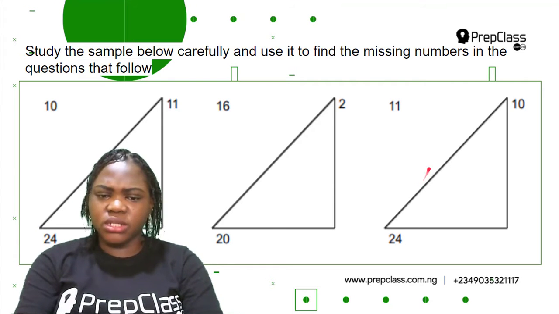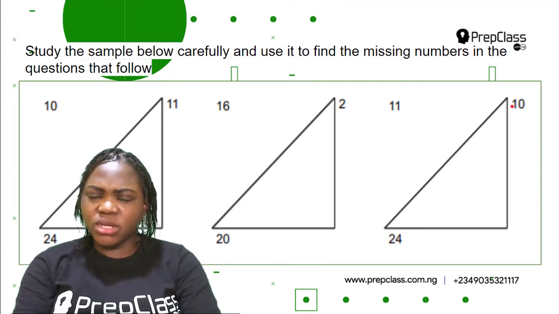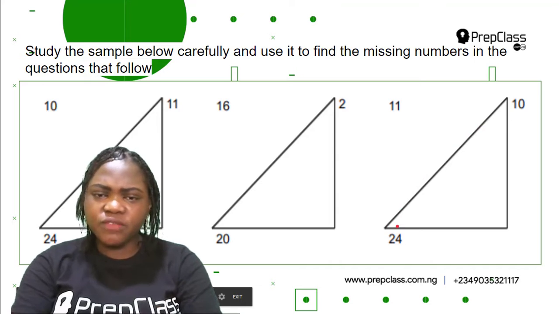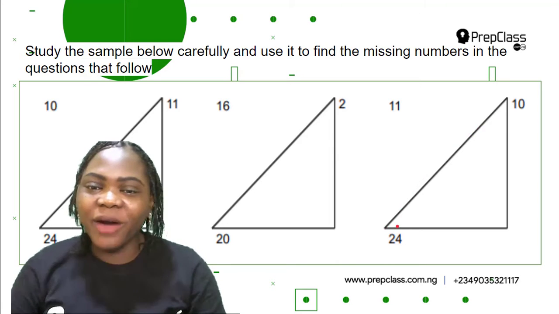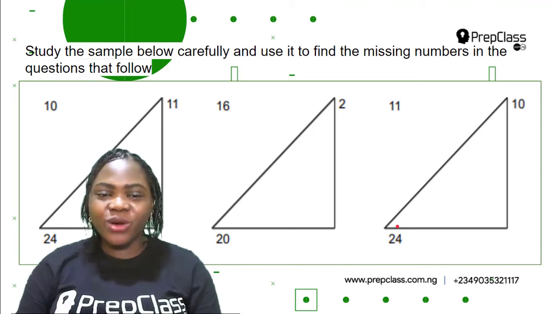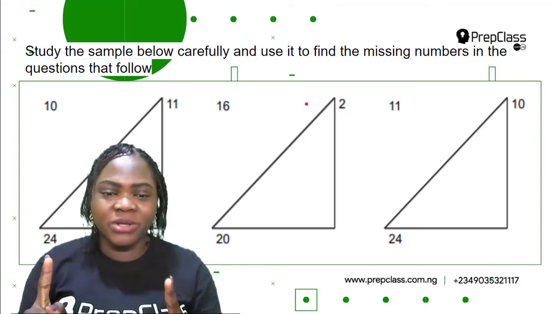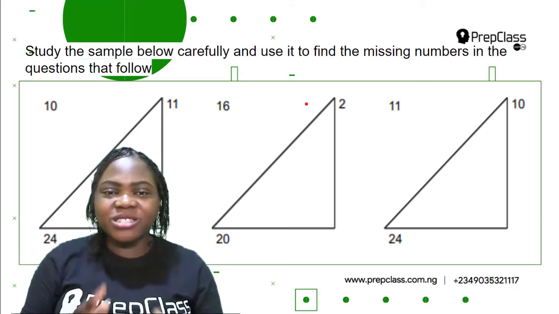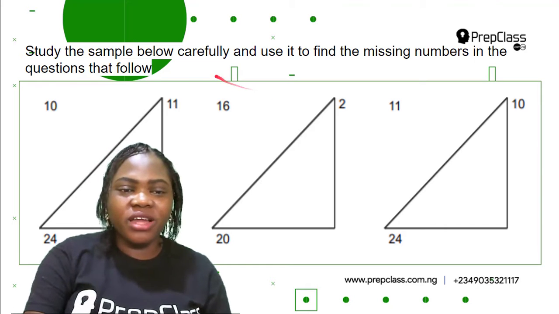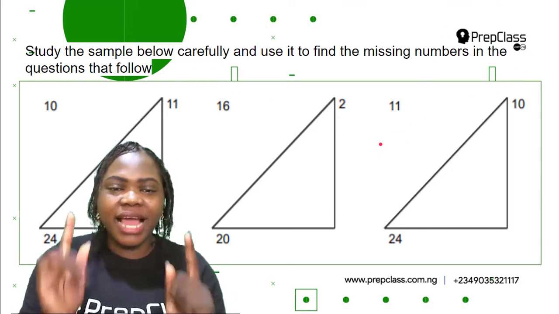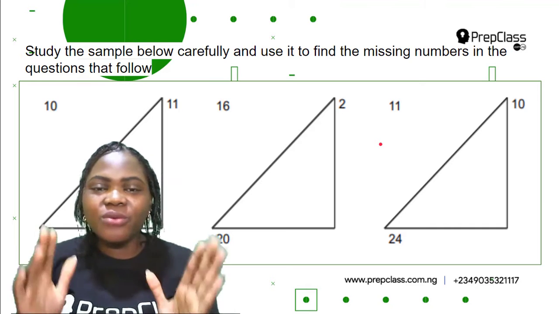Then what about this one? 11 plus 10 is 21. 21 plus 3 is 24. Oh, wow. I noticed something. So this one here, 16 plus 2 is 18. So we got an even number. So we add 2. But for the first and the third samples, the answers are odd numbers. So we have to add 3.